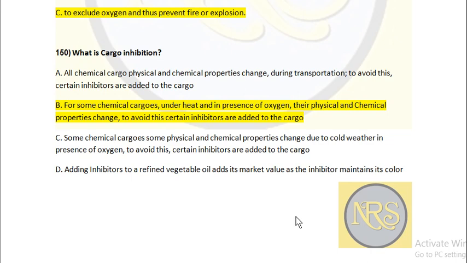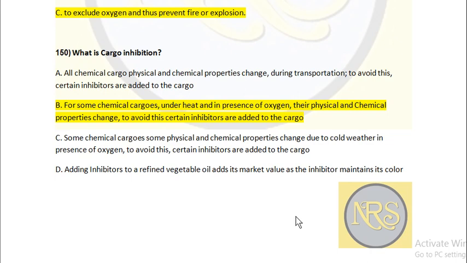Option C. Some chemical cargoes, some physical and chemical properties change due to cold weather in presence of oxygen. To avoid this, certain inhibitors are added to the cargo. Option D. Adding inhibitors to a refined vegetable oil adds its market value as the inhibitor maintains its color. The correct answer is option B.